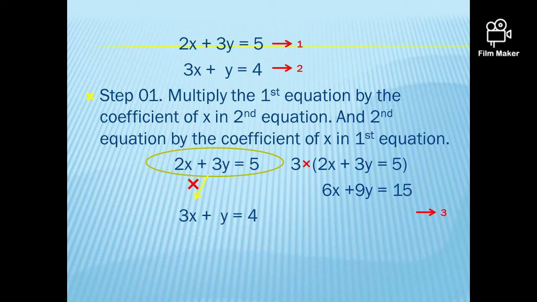The whole thing should be multiplied. Remember that including the left hand side and right hand side, both sides should be multiplied with this number. There you obtain 6x plus 9y equals 15. Keep it as it is as the third equation.